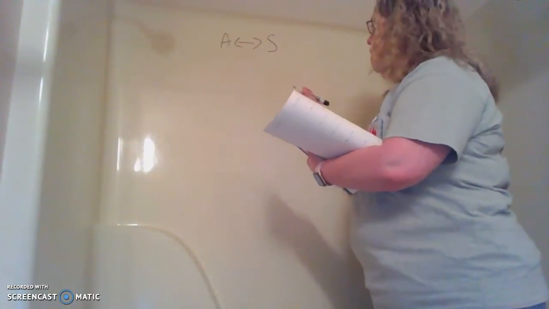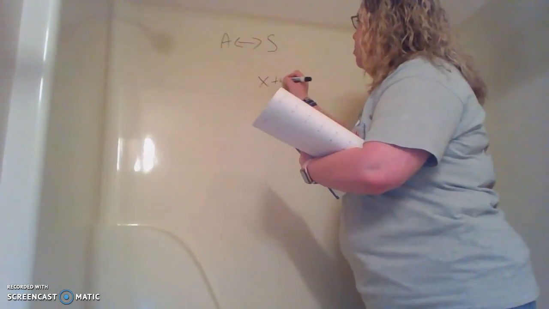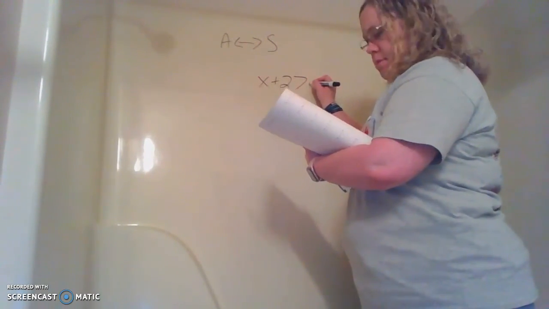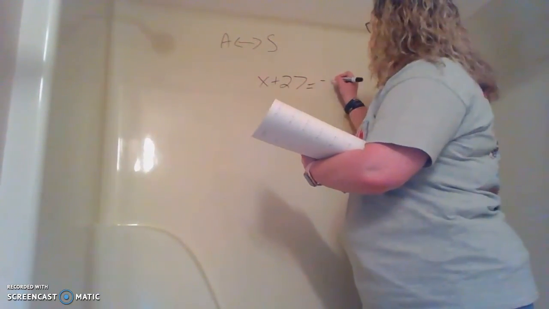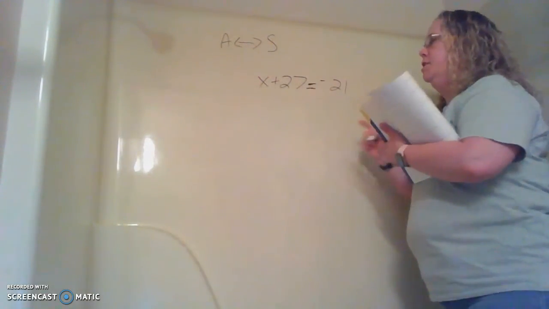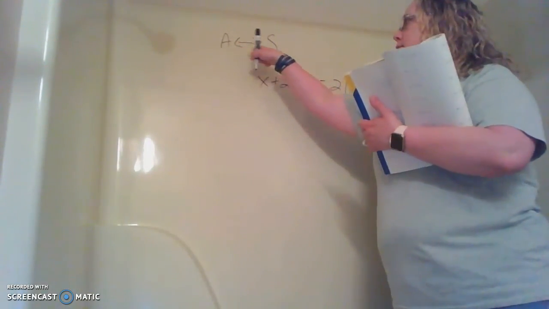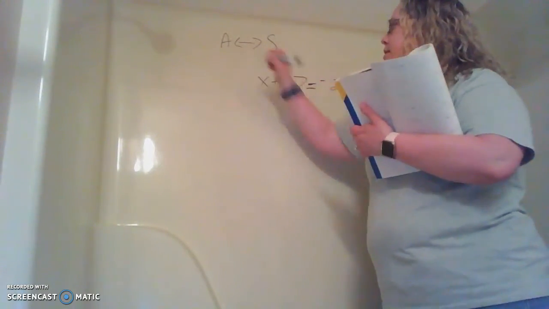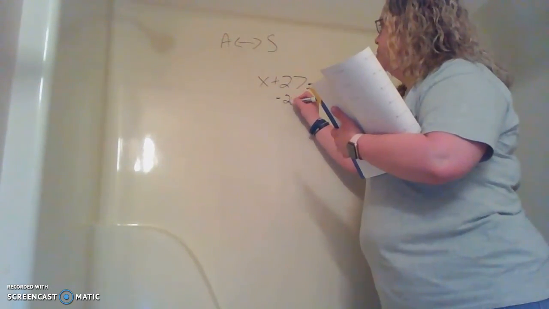Last question I'm going to work. We have x plus 27 equals -21. All right, by this point, we should know subtraction undoes addition. So we're going to subtract 27.